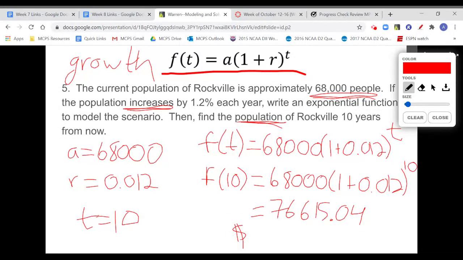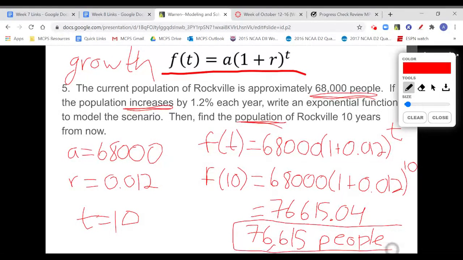So we're going to go here and we are going to say 70. Oh, why did I write a dollar sign? Oh, Miss Warren, you're making a mistake. What are you doing? You're confusing us. Okay. That was an accident. Anyways, but so this is people. So I'm going to have a whole number and I'm going to make sure the units are correct. So my population after 10 years is 76,615 people.